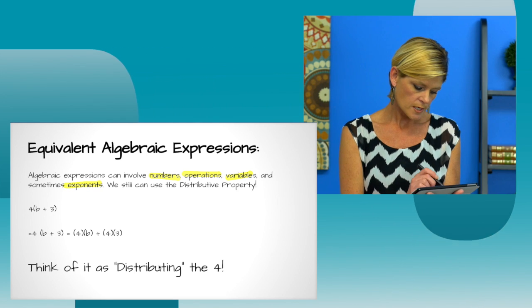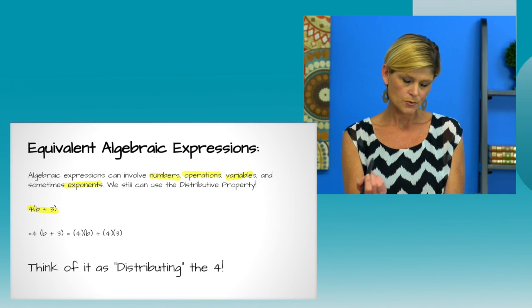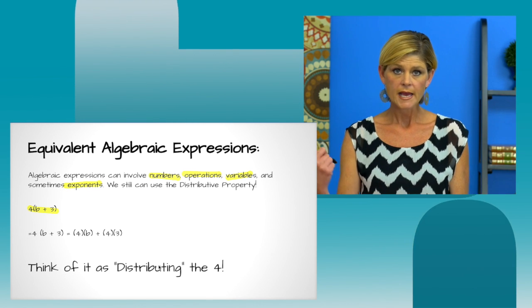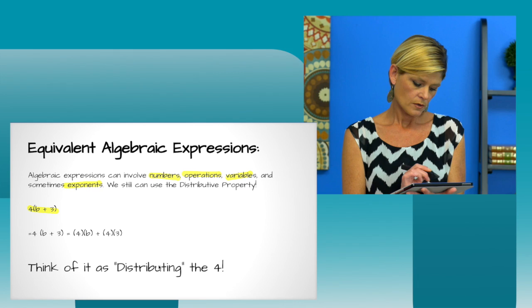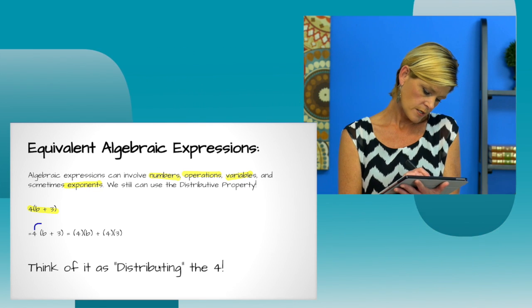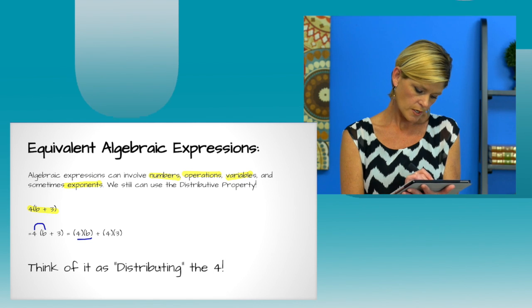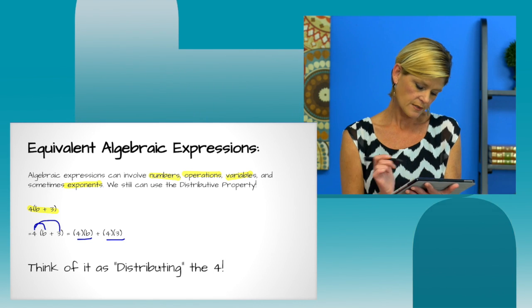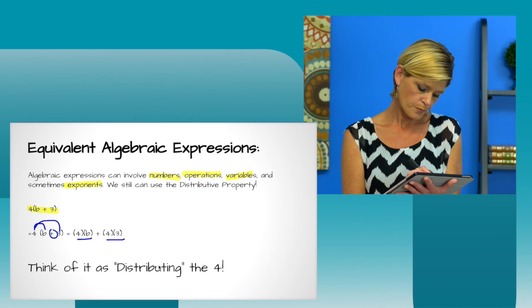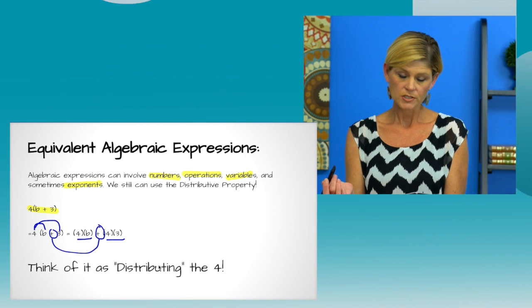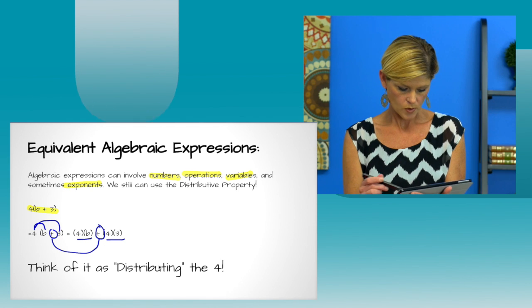You've got 4 times b plus 3. No problem. Just distribute the 4 to the b and the 3 and add. Distribute the 4 to the b, as I've done there, and then the 4 to the 3, as I've done there, and then move your plus sign over, and that's it. Just think of it as distributing the 4.